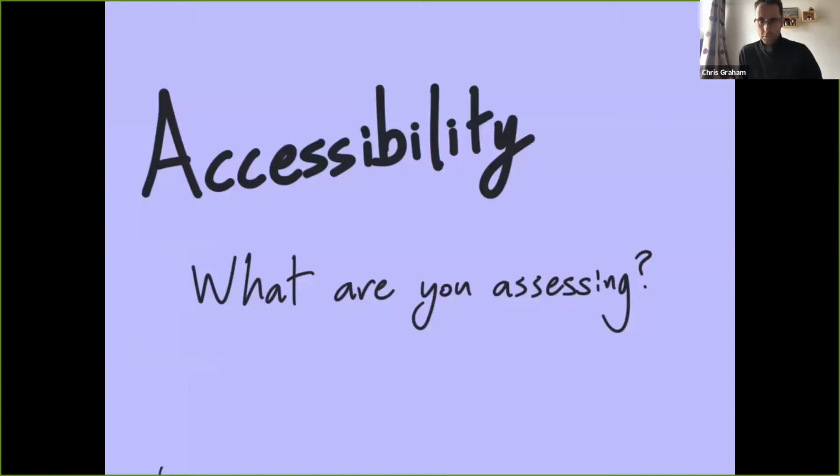Accessibility. Think about what you're assessing. Are you assessing whether the student knows how to plot a graph, or are you assessing if they can use your plotting tool? Often when accessibility comes up, it's to do with physical disabilities, to do with the way the student interacts with your assessment system. But you also need to consider non-physical disabilities that might affect how a student processes the information you're giving them, or their ability to engage with the content.